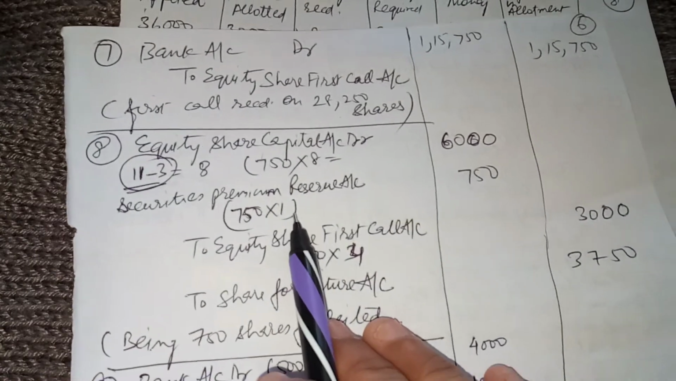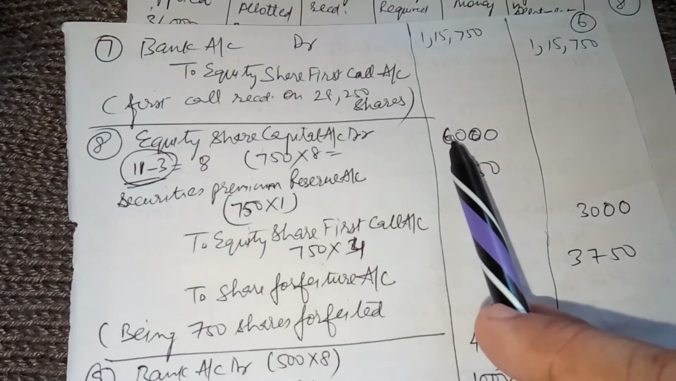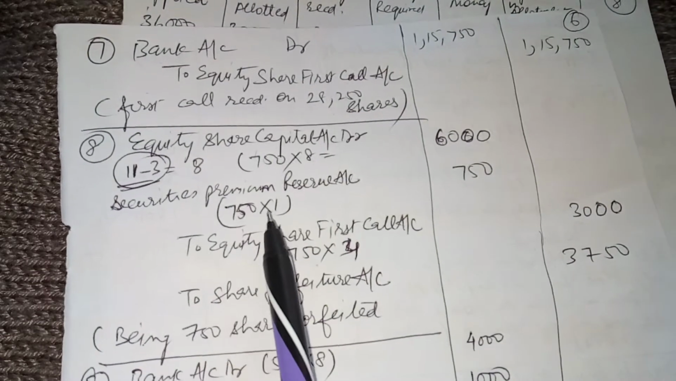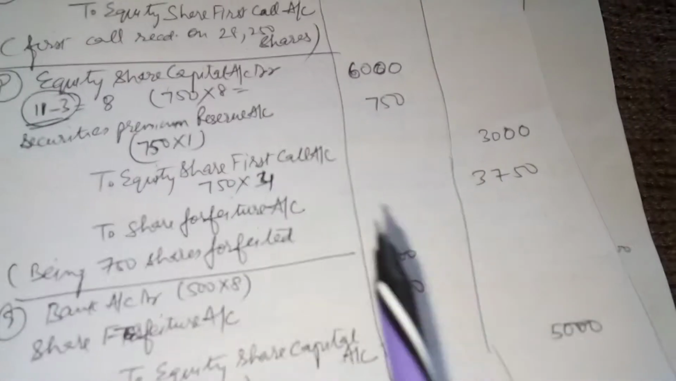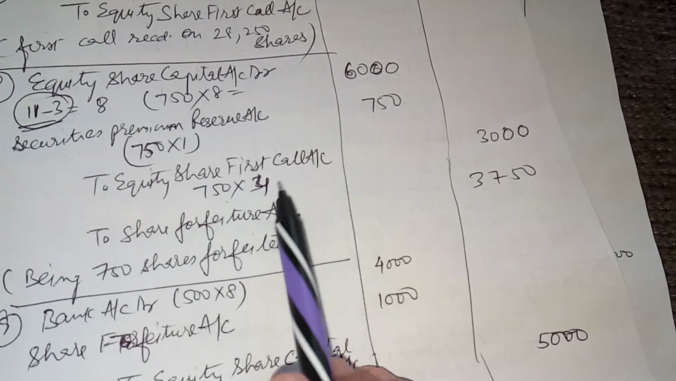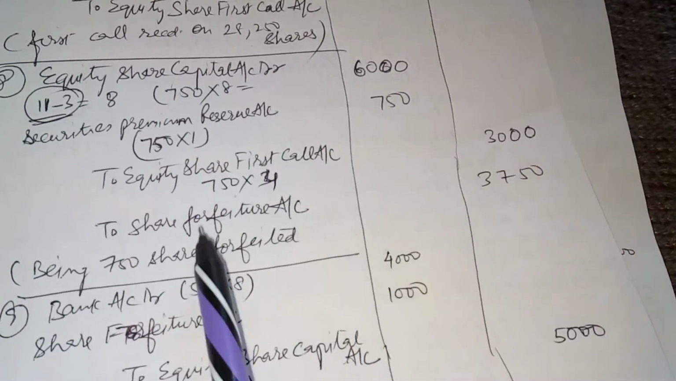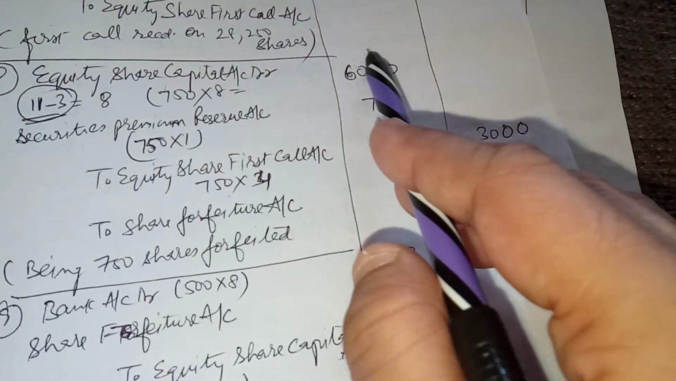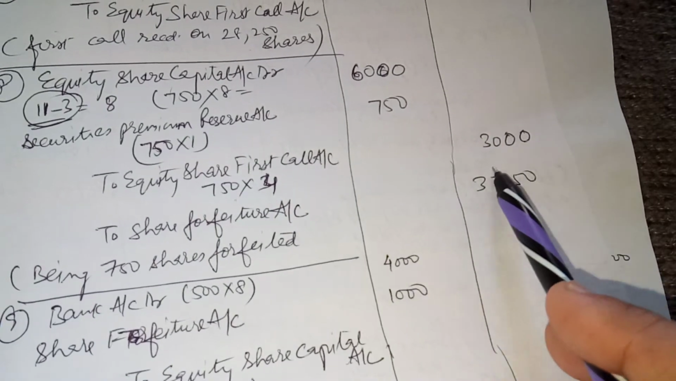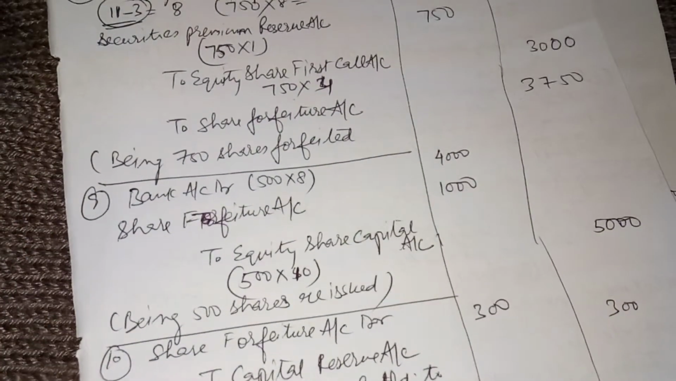So here we will debit them with rupees 8. So 750 into 8, that means 6,000, and securities premium rupee 1 was not paid by them, so 750 into 1, 750. Now equity share first call, how much money? 750 into 4. 4 means the money not paid by the person. 750 into 4, 3,000 rupees, and the balance, the difference, will be transferred to share forfeiture, that means 3,750 rupees.